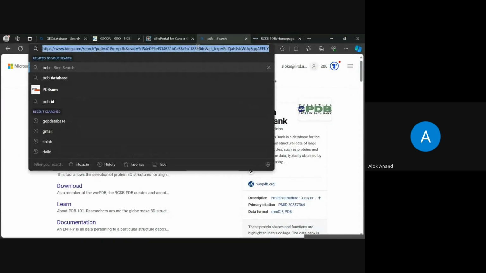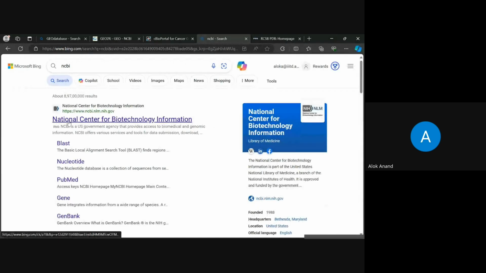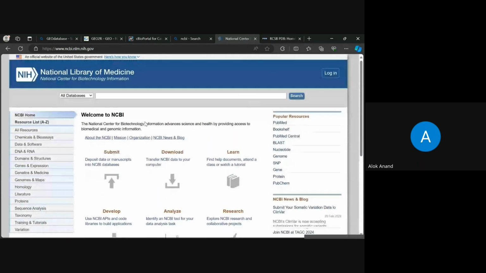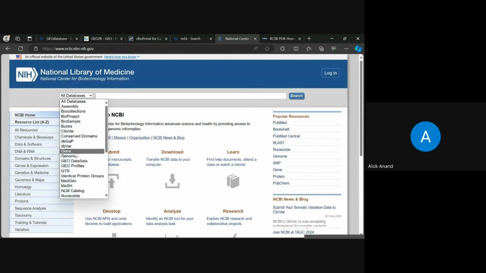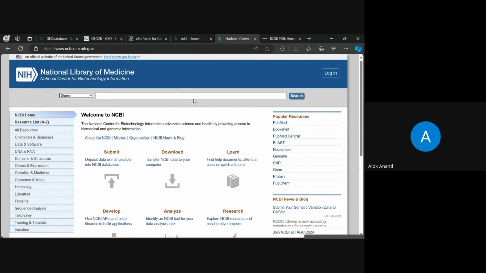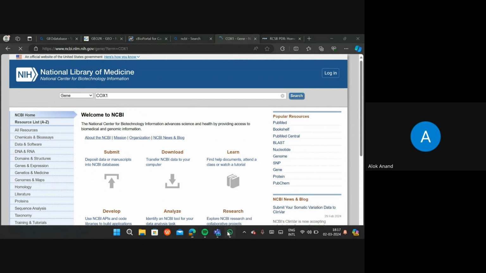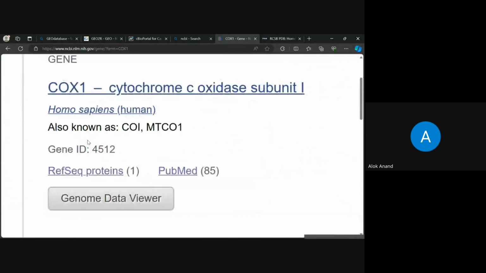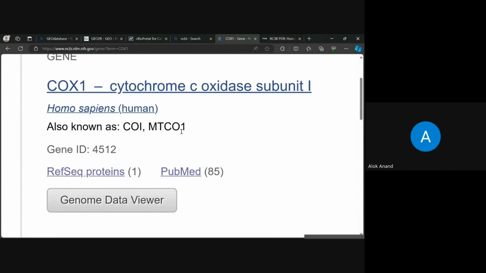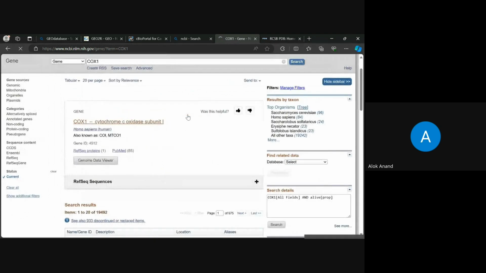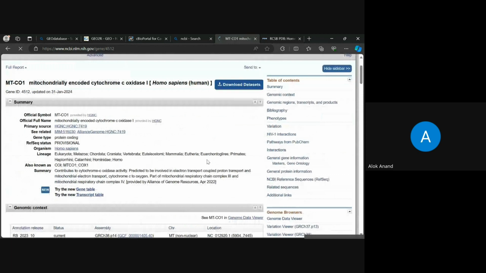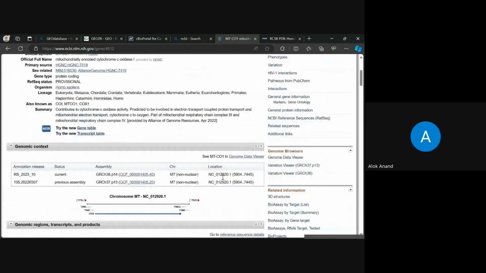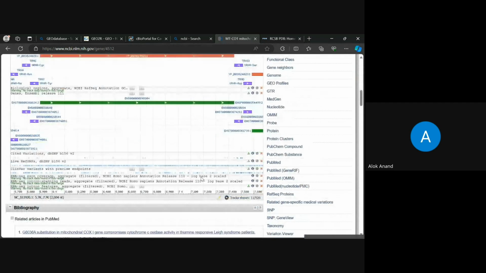Now, suppose you go to NCBI, the best platform ever. NCBI is another database. You can click here, and suppose you are interested in working with genes, so you go to Gene. Now suppose you are interested in the COX-1 gene, and I click search. Now see, I've gotten this, also known as COI, MTCO1, with this gene ID. If you click on this, we reach this platform, and you have the information available about this particular protein here.